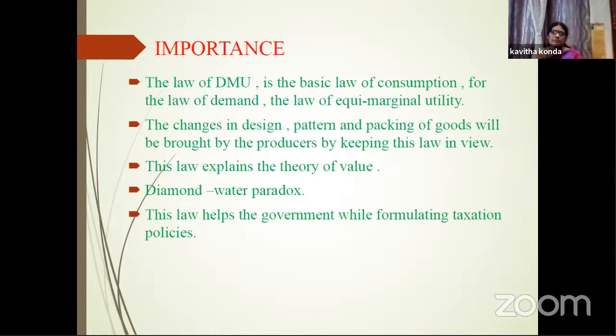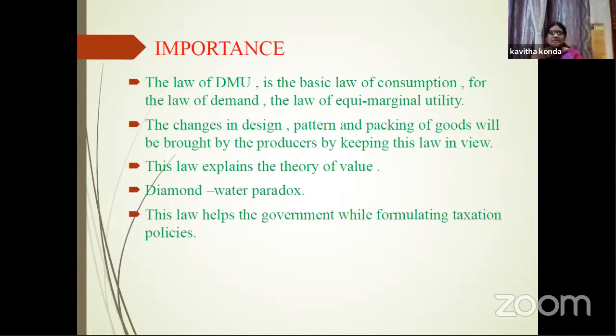Every general person, the common man, won't use diamonds. But what happens to water? Water is abundant, with a low exchange value and more use value. Diamonds have less use value. So the diamond and water paradox is also explained by this law. And according to the theory of value, when the price of the good falls, what happens? The supply will increase. With the increase in the stock of the good, again the marginal utility will diminish.